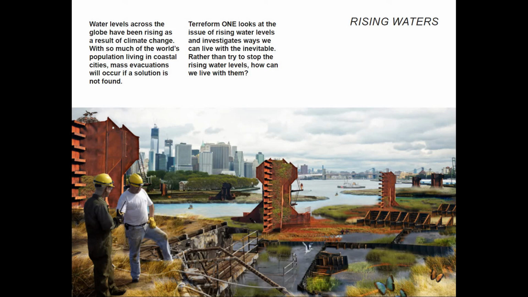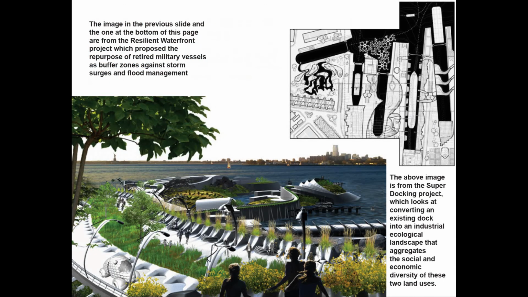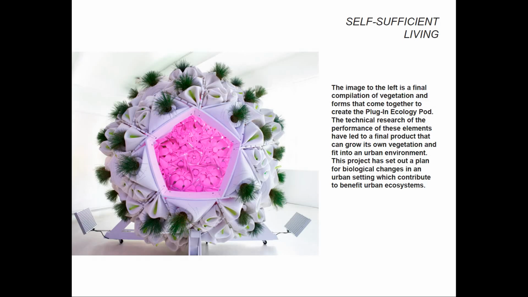As a discourse topic, Terraform 1 investigates how the rise in water levels will affect New York City. Through various waterfront projects, they look at what can be done with the existing infrastructure to brace for these rises in levels. As a method of assertion in an ecological city, Terraform 1 dictates that the success of an urban ecosystem depends on the ability for individuals to provide for themselves and grow their own vegetables.